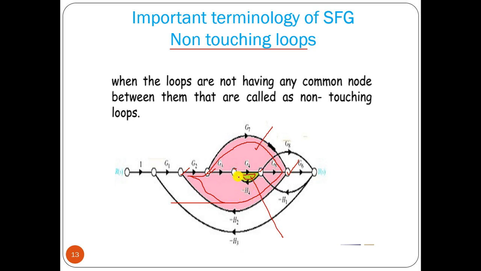So looking into the signal flow graph, first we have to find out how many forward paths are there, then how many loops are there, right? Then we have to find out non-touching loop pairs. How many non-touching loop pairs are there? If two loops are non-touching with each other, then it is called a two non-touching loop pair. If we have three loops that are non-touching, then that is called three non-touching loops.